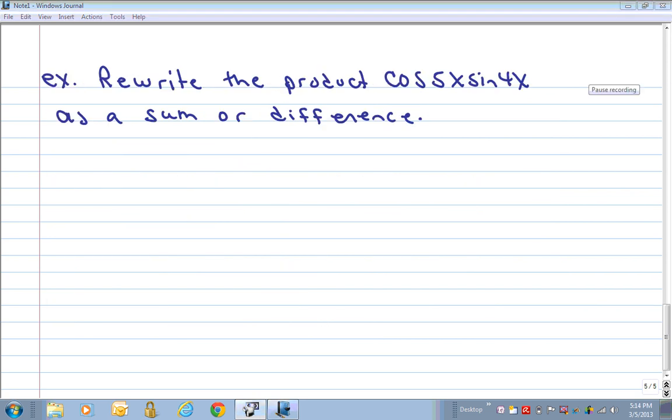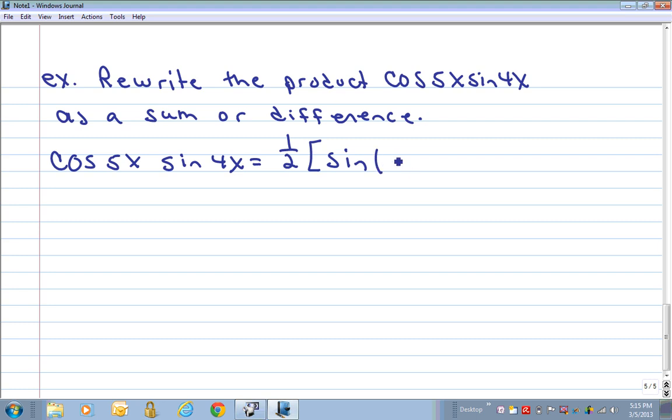All right, you're going to need to be looking at your formulas, and we're going to try this problem right here. We're going to rewrite the product of cosine 5x and sine 4x as a sum or difference. So we've got cosine times sine, so we're going to use that formula. We're going to plug in. Our equation is cosine 5x times sine 4x, and plugging into our formula, that's going to be 1/2 sine of 5x plus 4x, minus sine of 5x minus 4x, and then we're going to simplify.